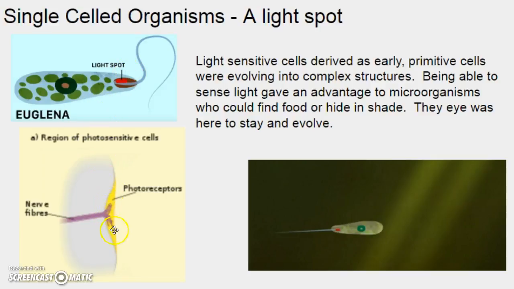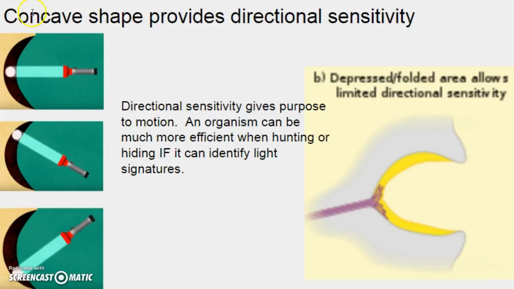And so our eyeball itself is detecting light. It actually makes a lot more sense. And here's how. The concave shape provides directional sensitivity. Directional sensitivity gives purpose to motion. An organism can be much more efficient when hunting or hiding if it can identify light signatures. So the concave shape that we're looking at was the evolutionary feature of how the eyeball began to change. It actually gives a sense of where the light was coming from.